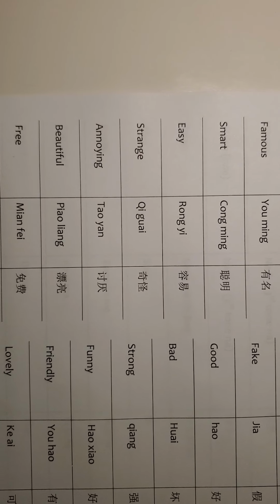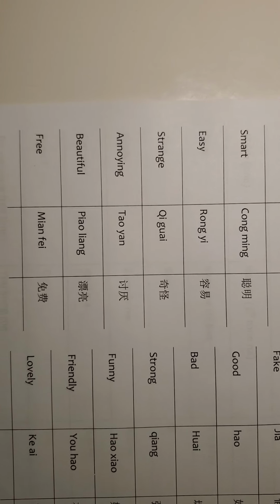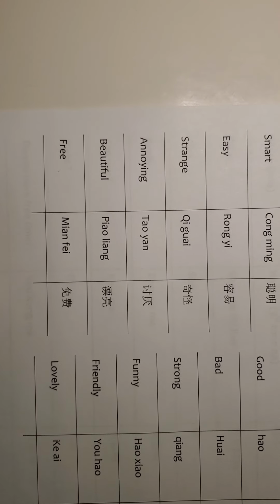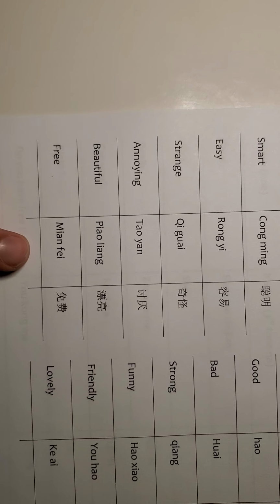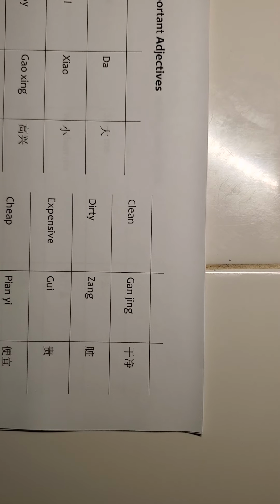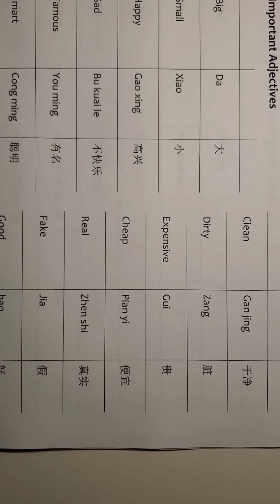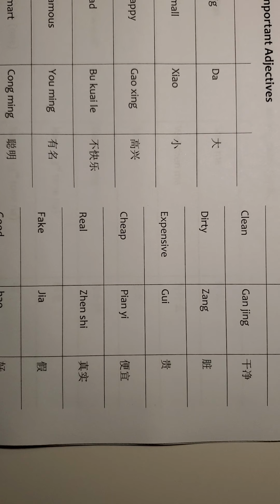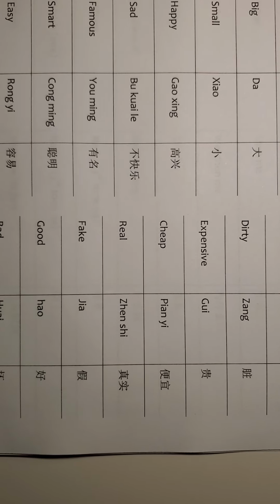奇怪. Weird, strange. 讨厌, annoying. 漂亮, beautiful. 免费, free, not in the terms of like I'm free, okay? In the terms of no money, like cost. Free, 免费, 免费的. 干净. 脏. 贵. 便宜, 很便宜. Very inexpensive, cheap. 真实. 假.